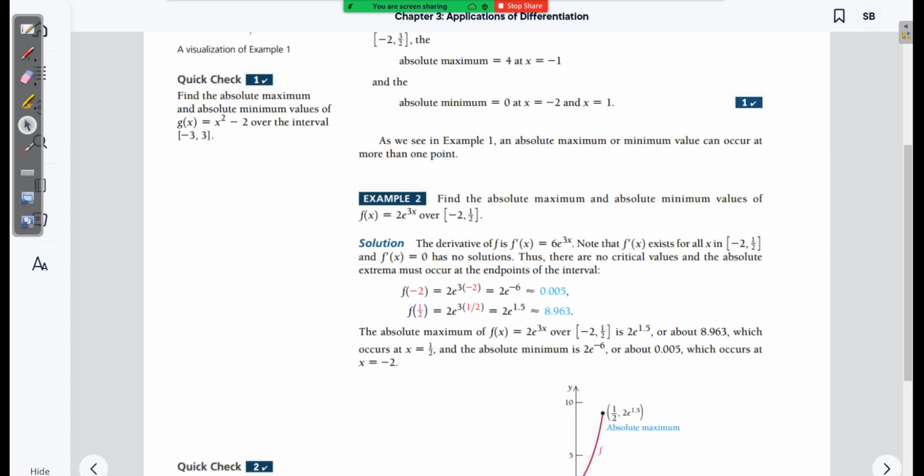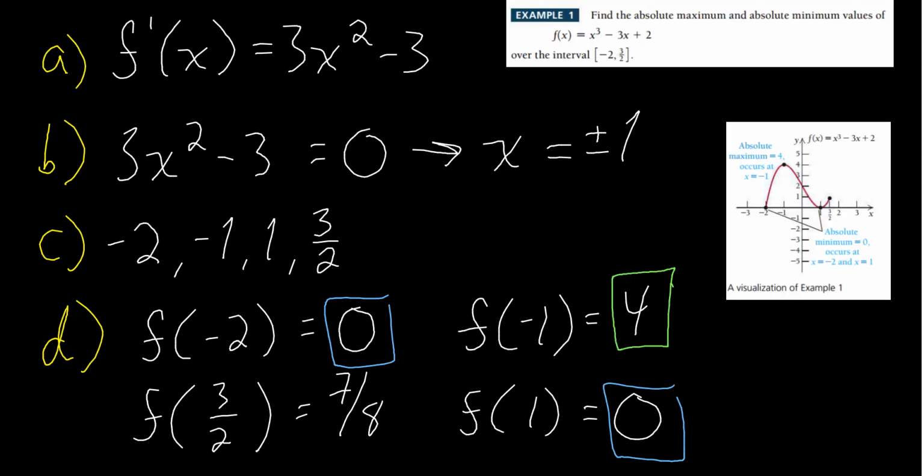Other than, as we can see in example 1, an absolute maximum or minimum value can occur at more than one point. Alrighty, so find the absolute maximum and absolute minimum values of f of x equal to 2e raised to 3x over the closed interval of -2 to 1/2. All right, so let's begin.